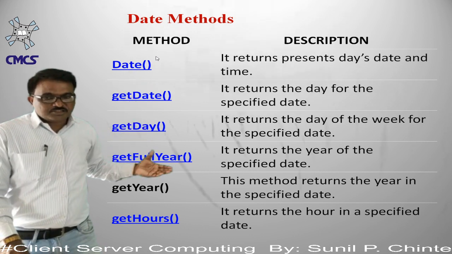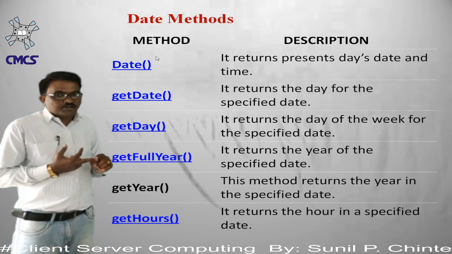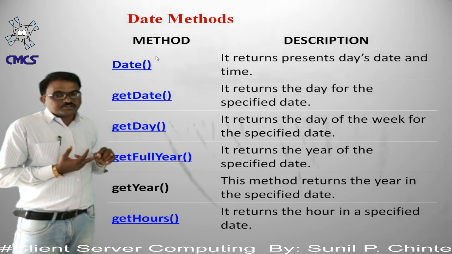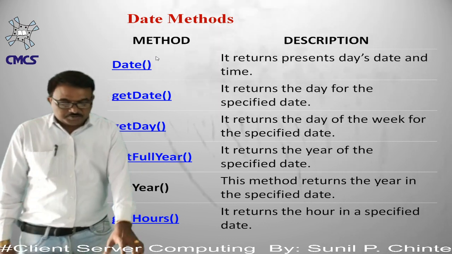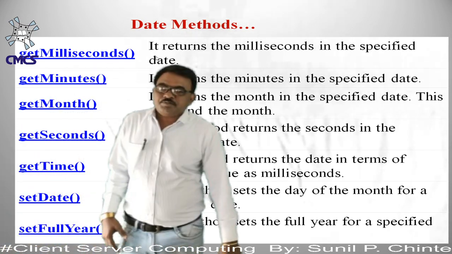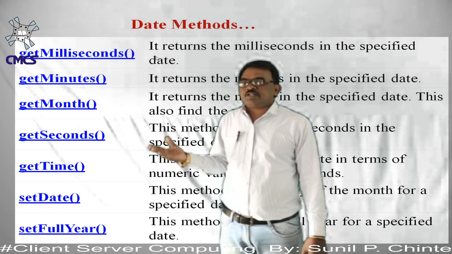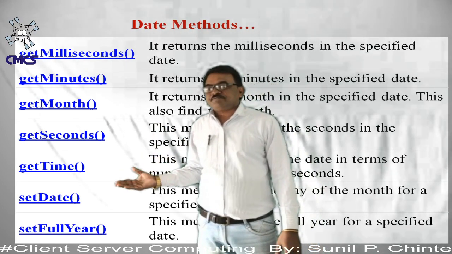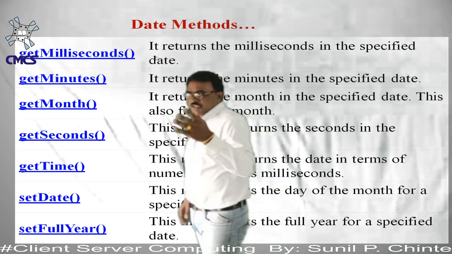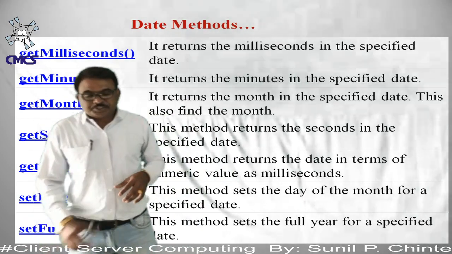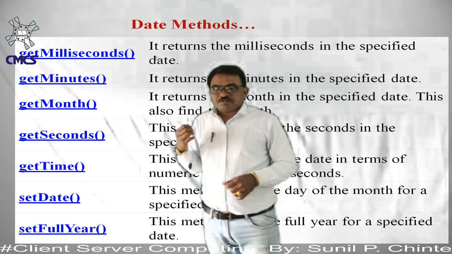So these are the methods through which we can get the current date and time, the day of the month, and the day of the week. By using these different methods we get different values. Other methods are getMilliseconds, getMinutes, getMonth, getSeconds, getTime, setDate, and setFullYear. These methods are also used with date objects. If you want to use these methods, you have to use the date object.